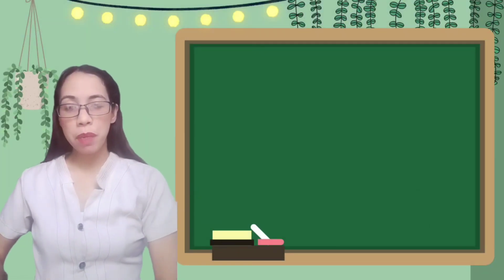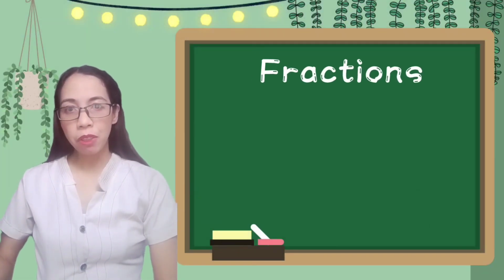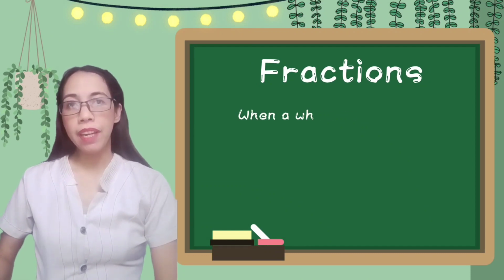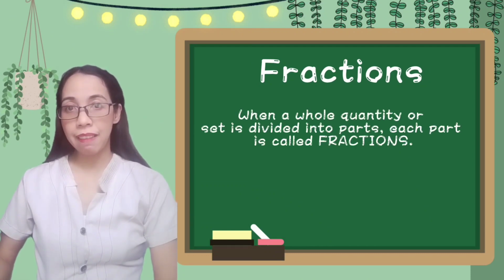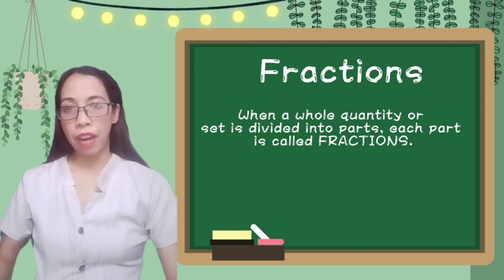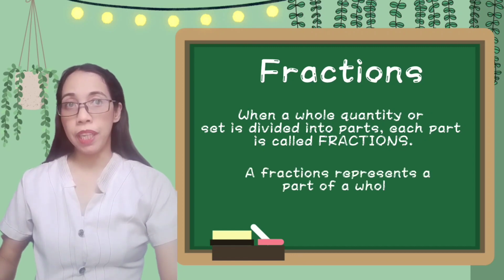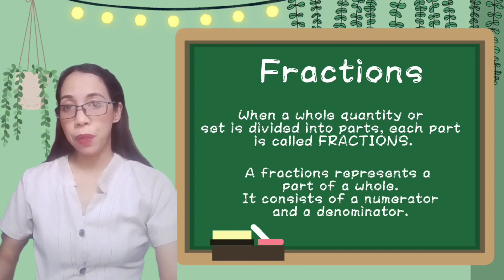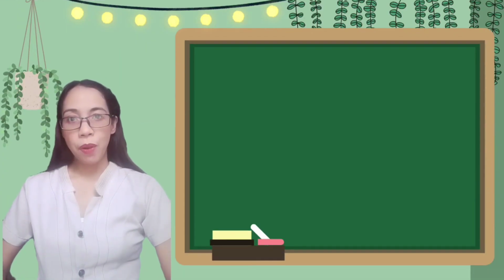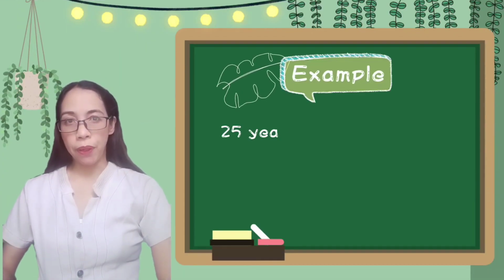Now, what do we mean by fractions? Fractions are when a whole quantity or set is divided into parts. Each part is called a fraction. A fraction is a part of a whole. It consists of a numerator and a denominator. Let's try this example.